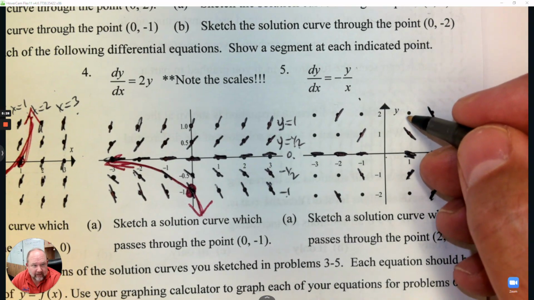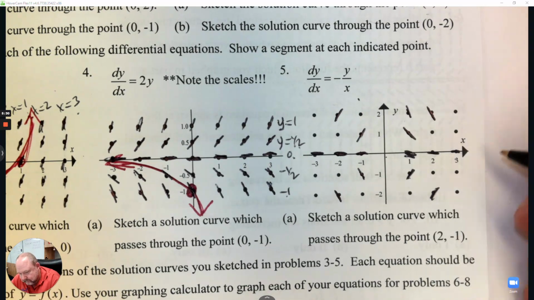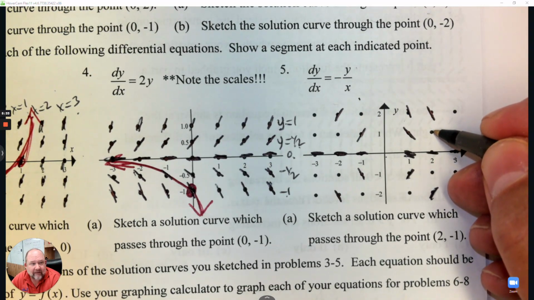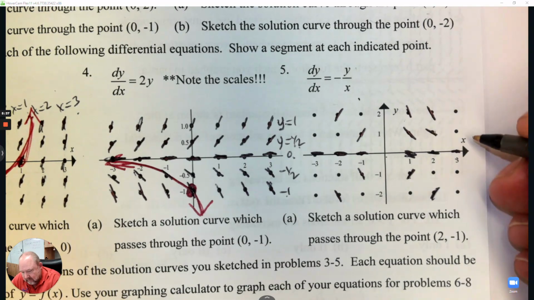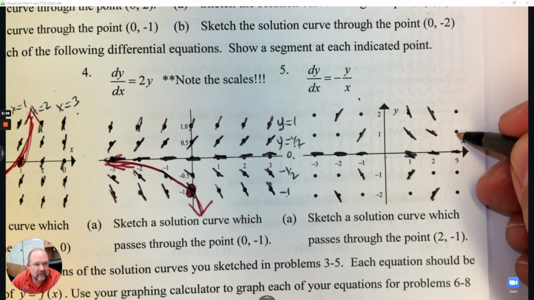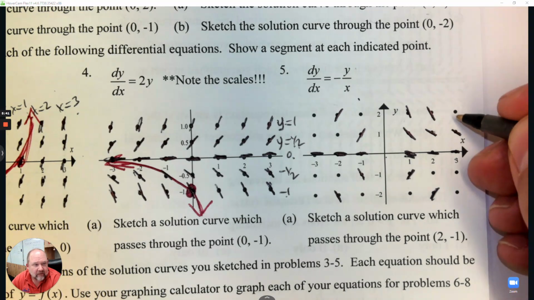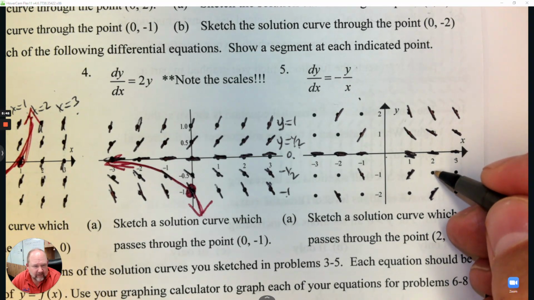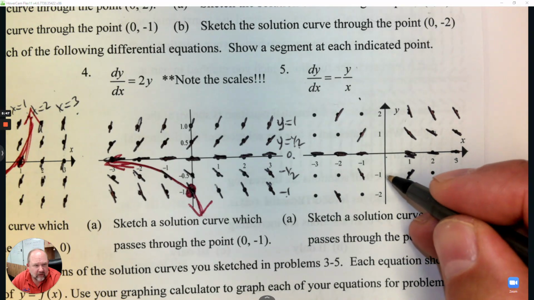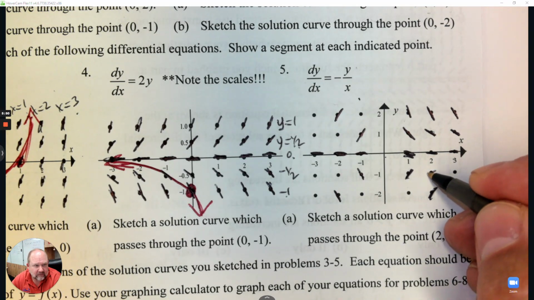Here, this slope is negative 2 over 1. This slope is negative 1/2, a little flatter. This one here is negative 1/3, even flatter. This one's negative 3 over 2. That quadrant's done. Here, this is going to be 1/2.